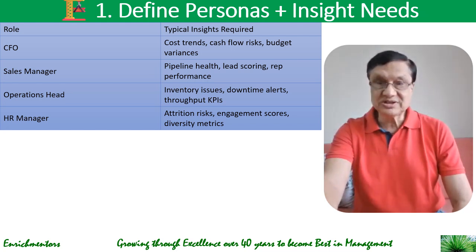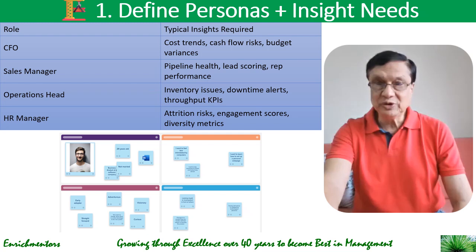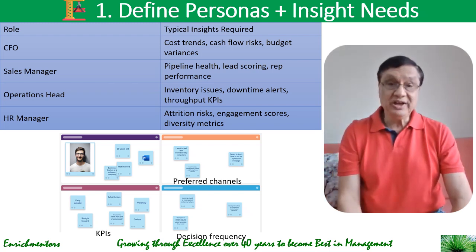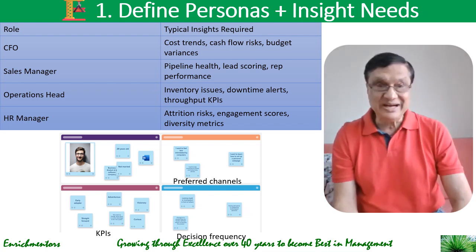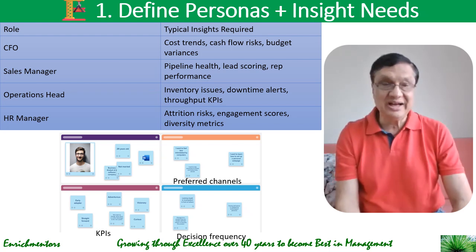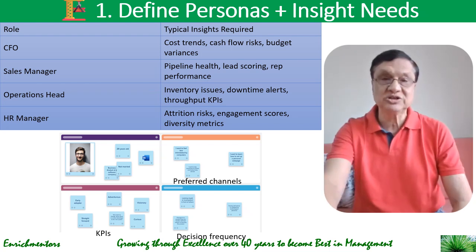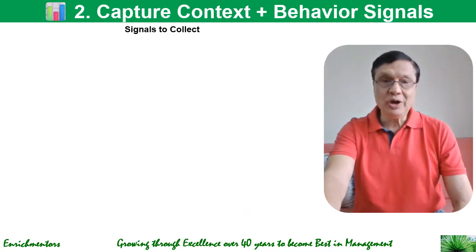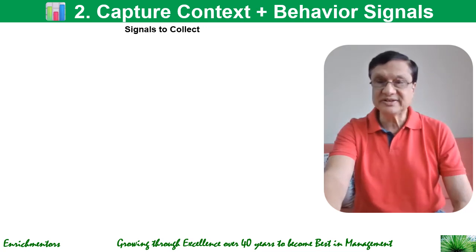Now, what you do is you start by persona mapping. Start with persona mapping metrics that link a few things like KPIs, preferred channels of these people, and the decision frequency. So you figure out what kind of insights are required, on what channel they would like to receive it, and how frequently. And those are linked to the KPIs that they are responsible for in the organization. Then you capture context and behavior signals, right?